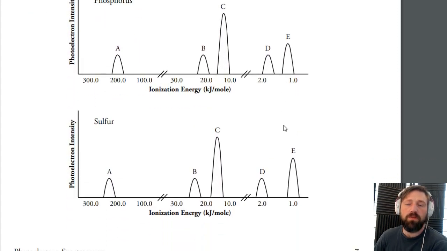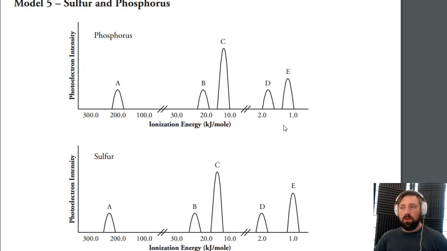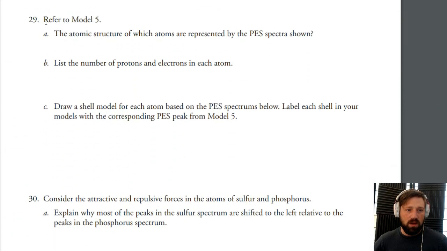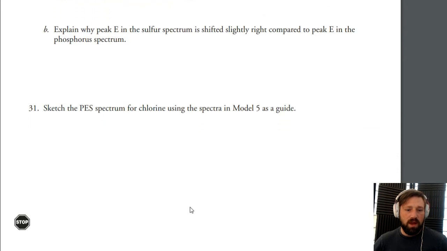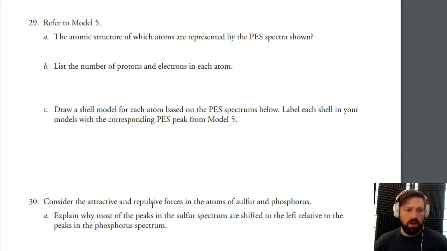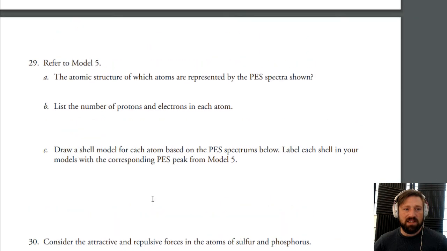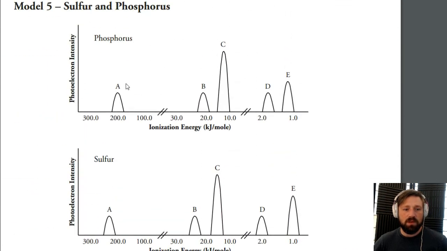Okay, so for the rest of this, I'm going to have you go through and use this as some homework and practice. Here you see phosphorus and sulfur. They give you 2 different ones, and then there are 6 different questions about sulfur and phosphorus. I would like you to go through and do that. If you have more questions about it, let me know, and I'll be able to help you out.